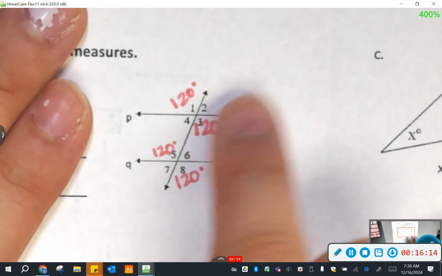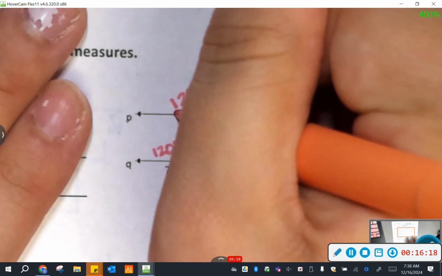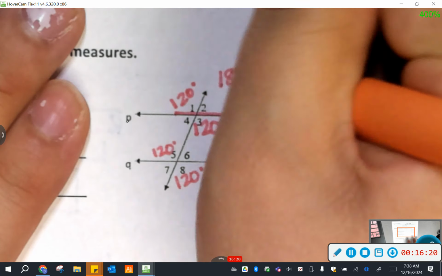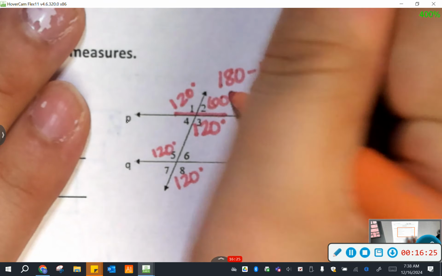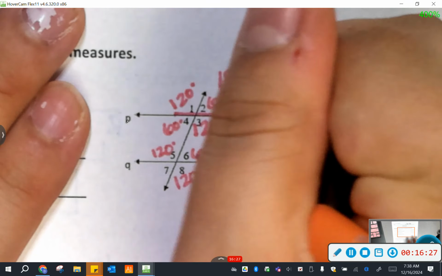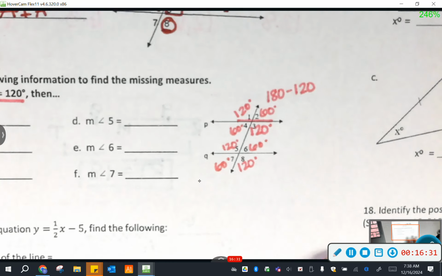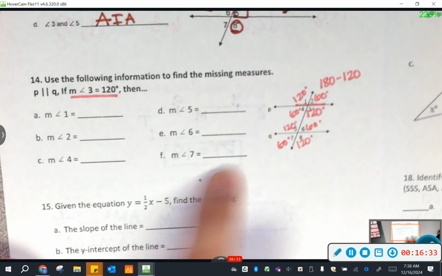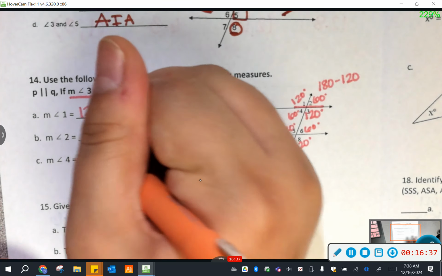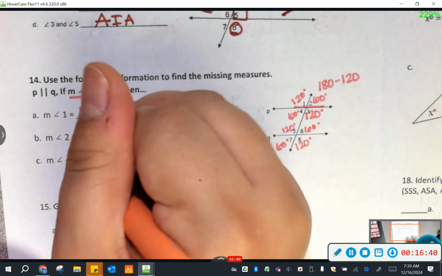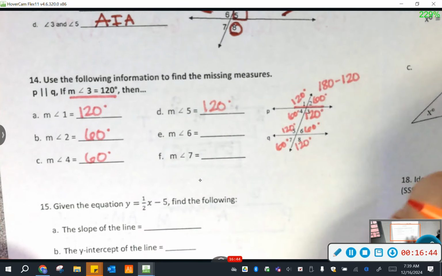How do I find all the others? How do I find 2, 4, 6, and 7? These are a linear pair. So 180 minus 120 is, so everything else is 60. And once you know that, now I can just fill in all of this. 1 is 120, 2 is 60, 4 is 60, 5 is 120.